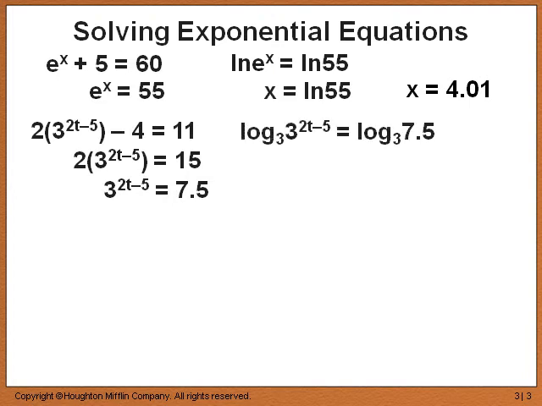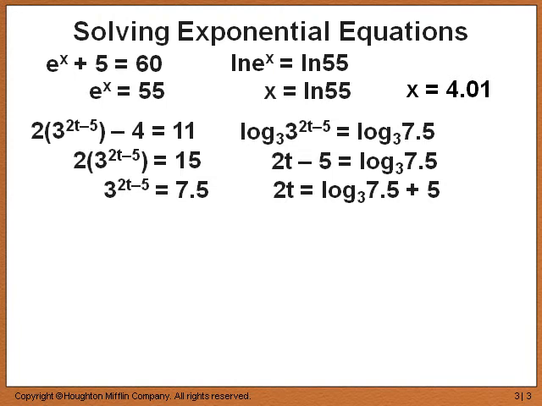And now we take the log base 3 of both sides because we want to get 2t minus 5 by itself. That's the reason we do this. Then we have 2t minus 5 equals log base 3 of 7.5. Then we add 5 to both sides, so 2t equals log base 3 of 7.5 plus 5. T equals 1/2 times the quantity log base 3 of 7.5 plus 5.